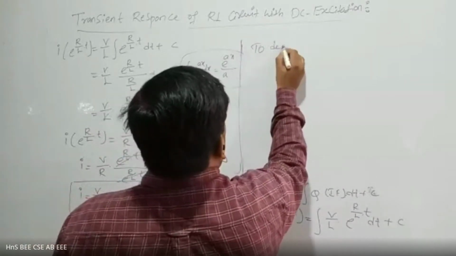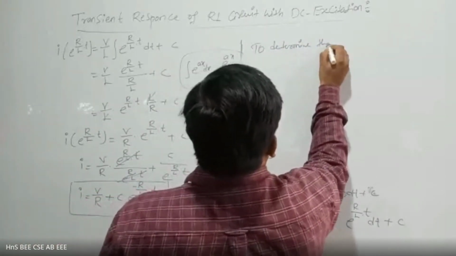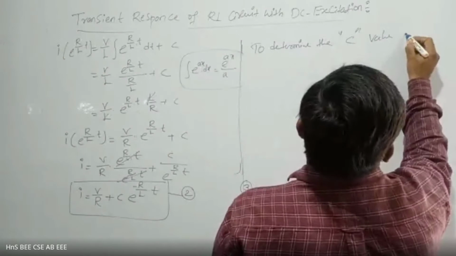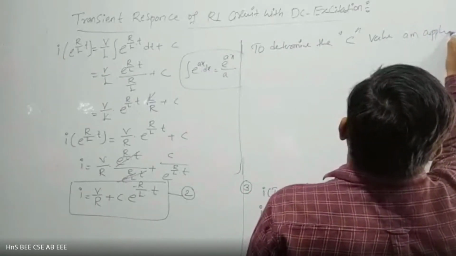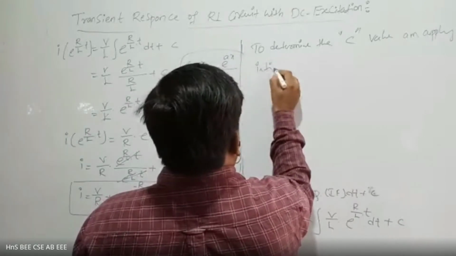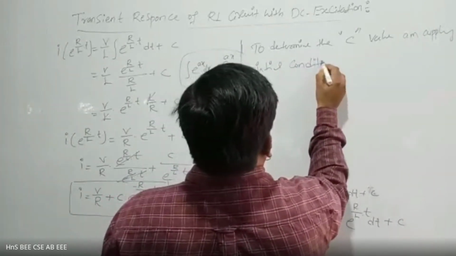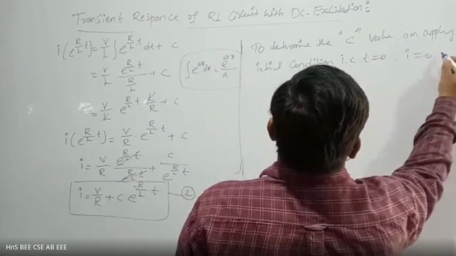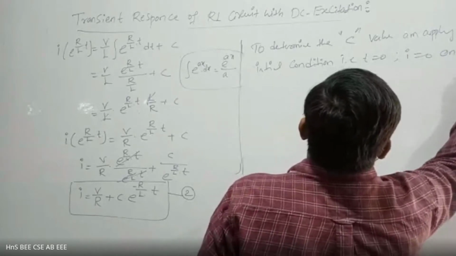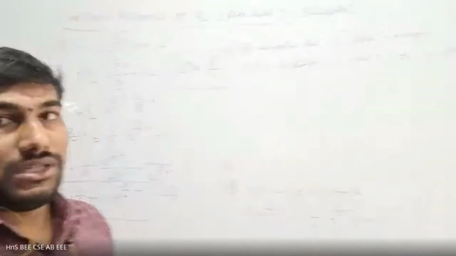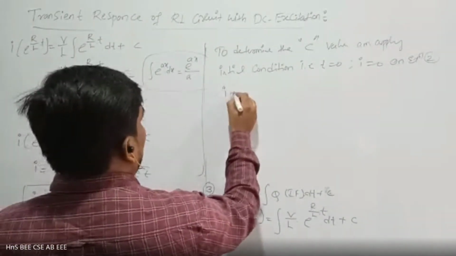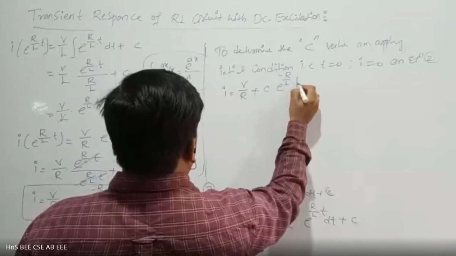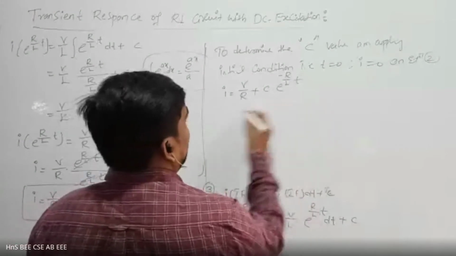To determine the C value, I am applying the initial condition, that is t equal to 0 and I equal to 0, on equation number 2. Now see, what is equation number 2? Simply I am writing equation number 2: v by r plus c into exponential of minus r by l into t. If t is 0, the current value is 0.